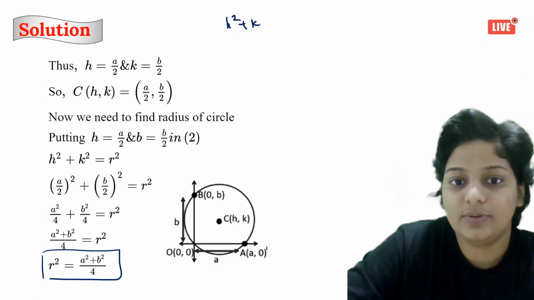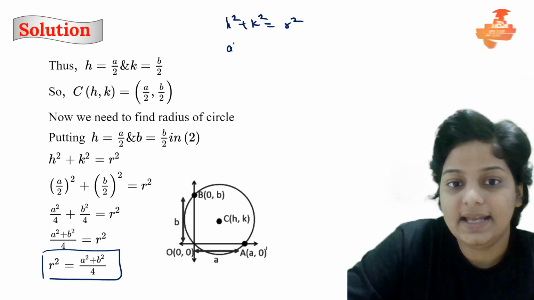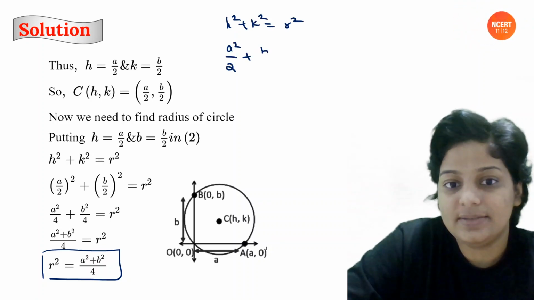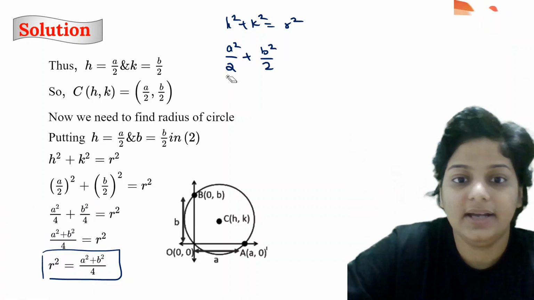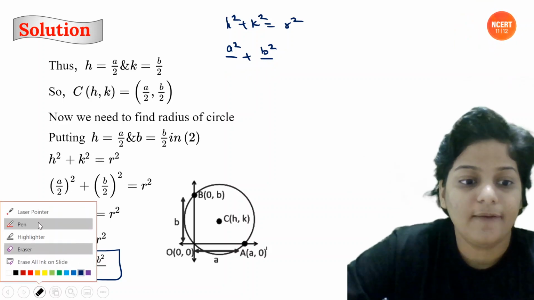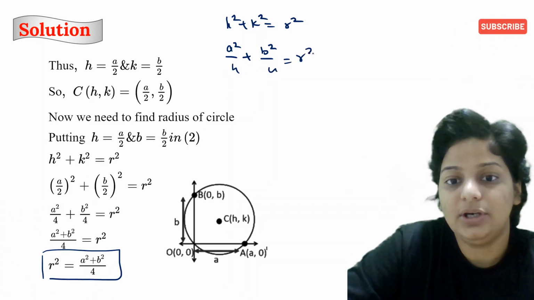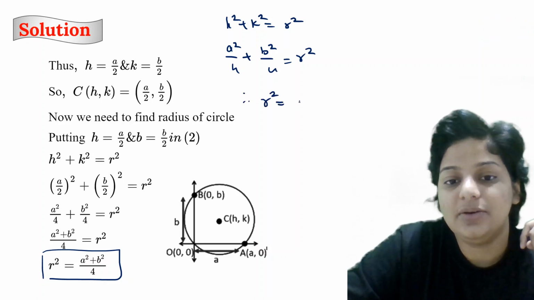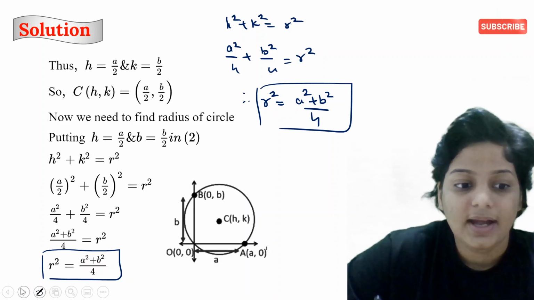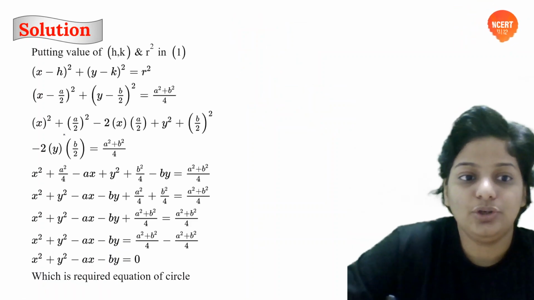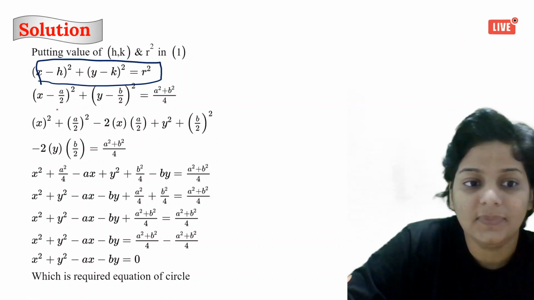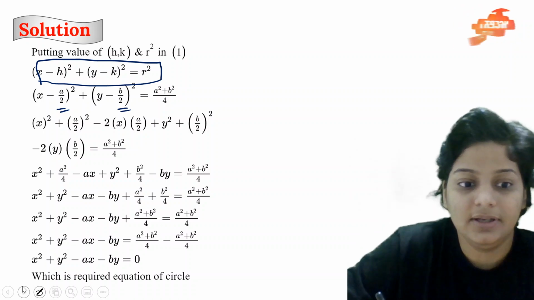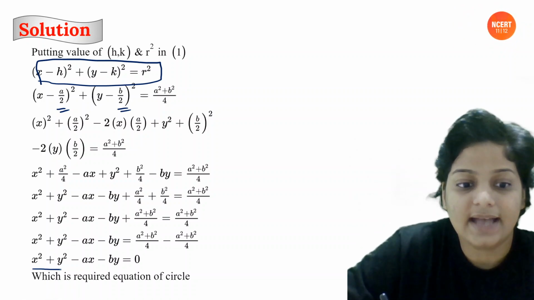Once you have h and k, radius is easily obtained. h square plus k square is equal to r square. So h square is a square by 4, k square is b square by 4 rather, because we are squaring, so r square is equal to a square plus b square by 4. This is r square. h, k, r is given to you, substituting everything in this equation, a by 2, b by 2 and everything, you will get your final answer as this.